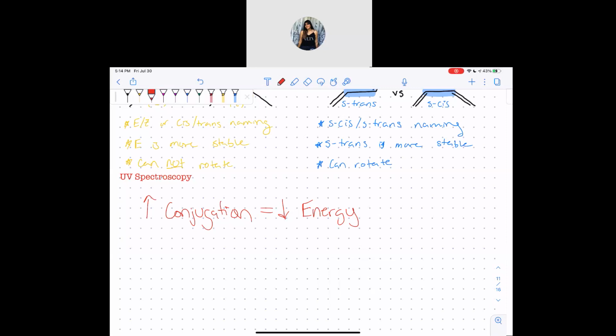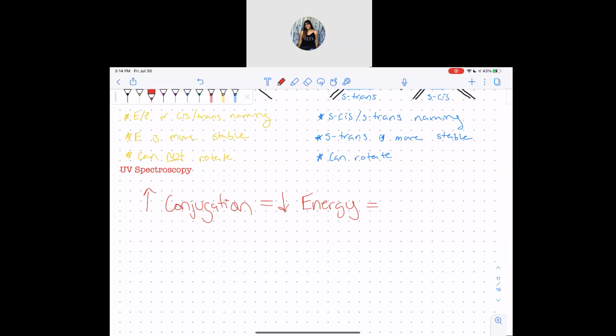And so we can also think of this in terms of energy, wavelength and frequency. So energy and frequency are directly proportional, energy and wavelength are indirectly proportional. So low energy equals low frequency, which equals higher, longer wavelength. So if you remember this much, you should be good with the UV spec questions.